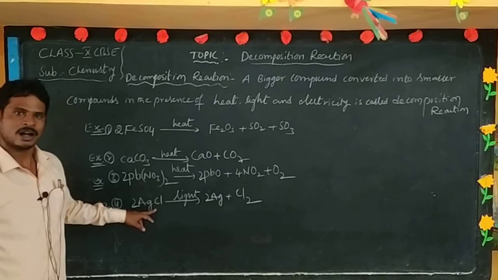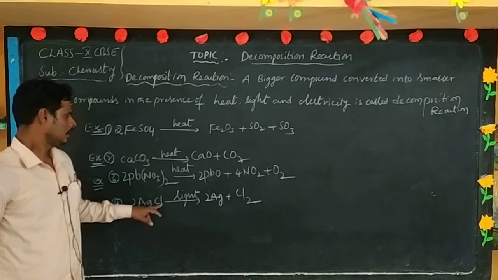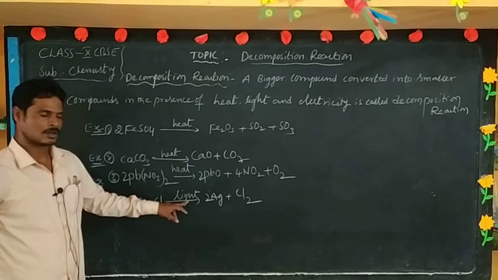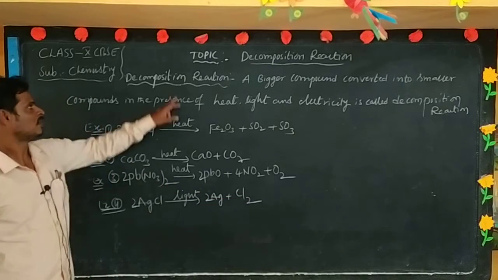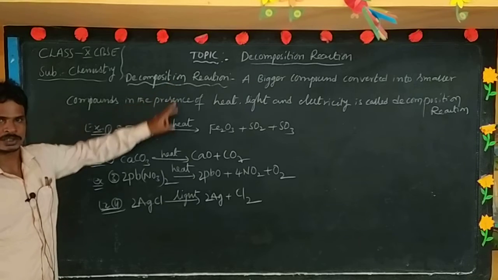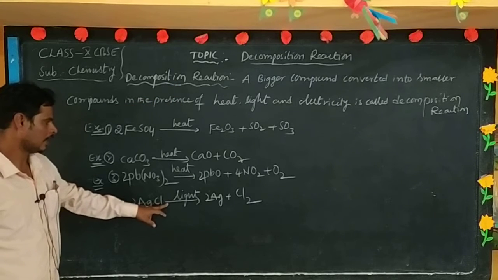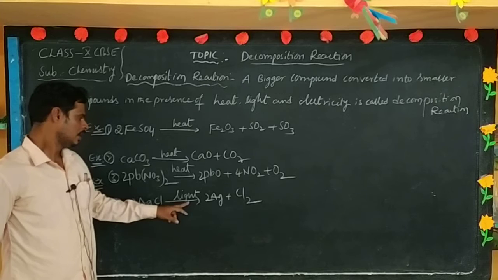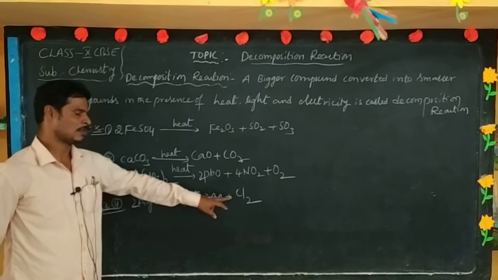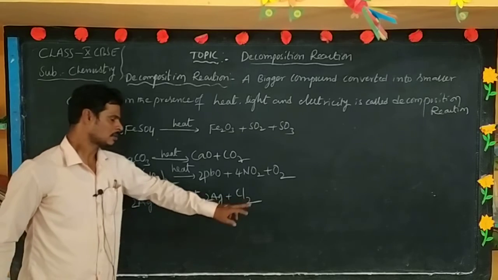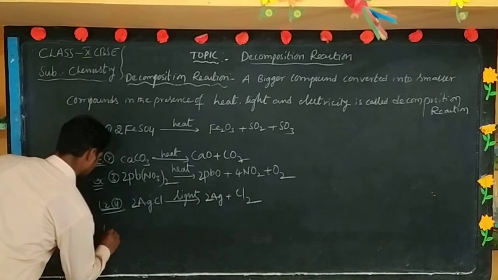Silver chloride undergoes decomposition in the presence of light to form silver plus chlorine. This is also an example of decomposition reaction. Once again I repeat, silver chloride undergoes decomposition in the presence of light to form smaller compounds, silver plus chlorine. Next, another one, example 5.